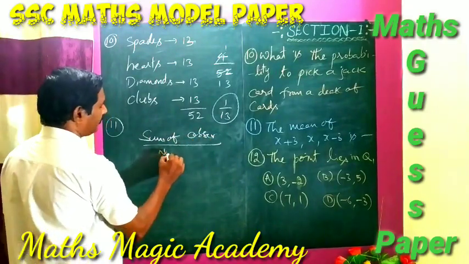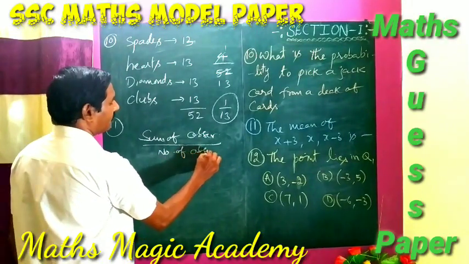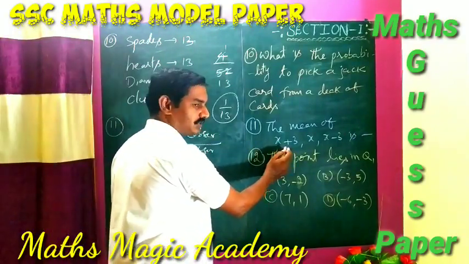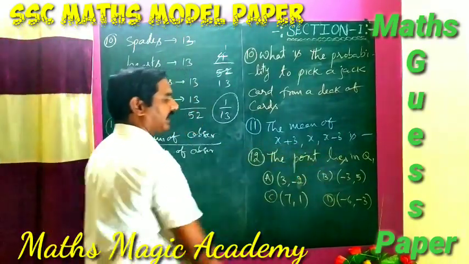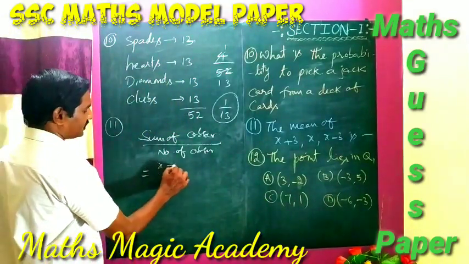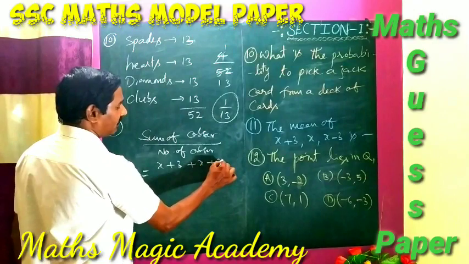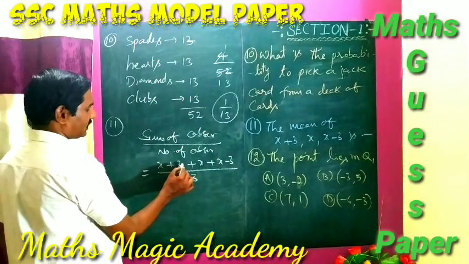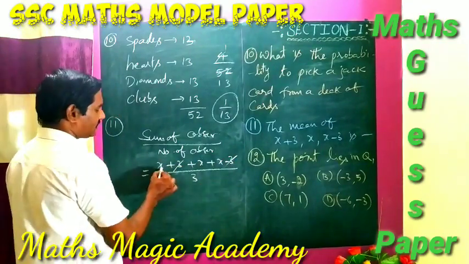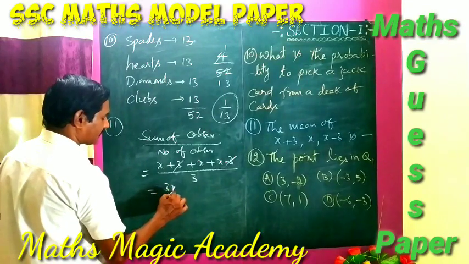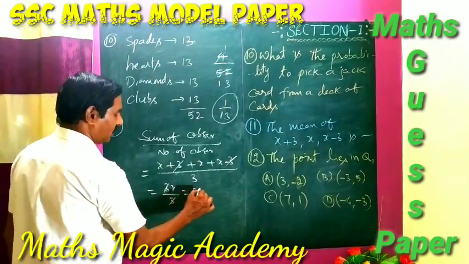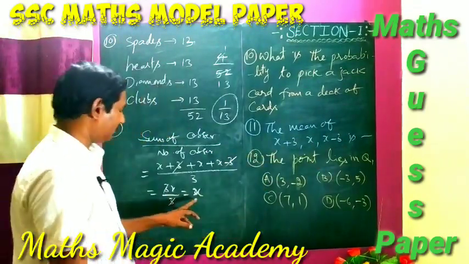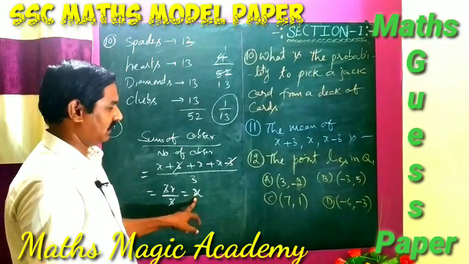by number of observations. Is it or not? So what is the sum of observations? x plus 3 is one observation, x is one observation, x minus 3 is one observation. Add all those things: x plus 3 plus x plus x minus 3, by how many observations? 1, 2, 3. So by 3. Here plus 3 and minus 3 get cancelled. What is there? x plus x plus x is 3x by 3. 3 also gets cancelled. We get the mean of the given values as x. Okay, like that we can find.